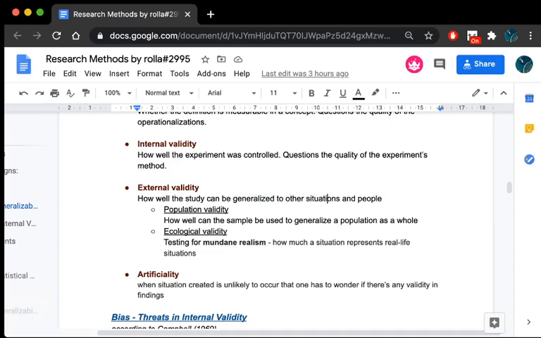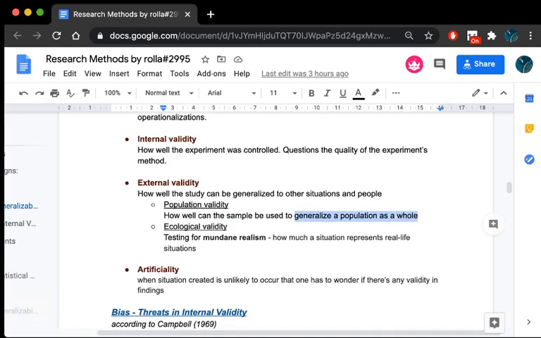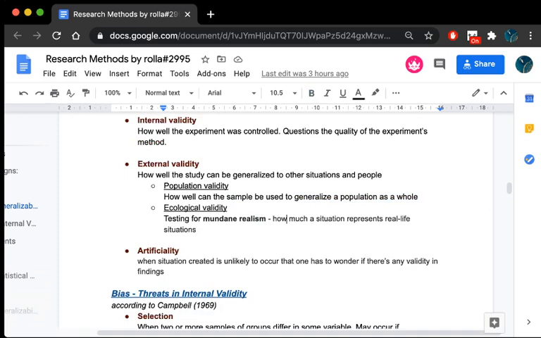We have population validity, where the experiment can be generalized to the population as a whole, or we also have ecological validity, where they measure how accurately the experiment represents a real life situation. Because most of the time, when you have studies involving controlled experiments, very well controlled ones, they're usually very low in ecological validity.